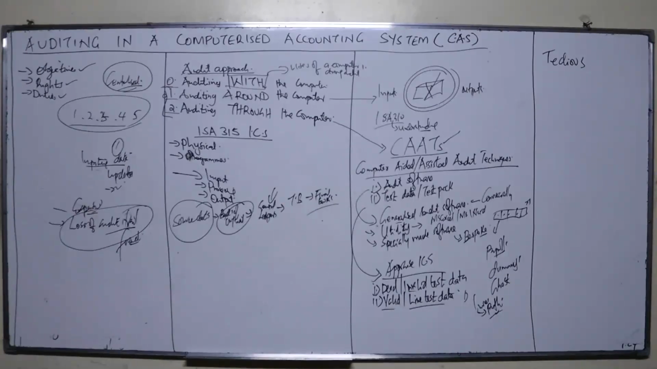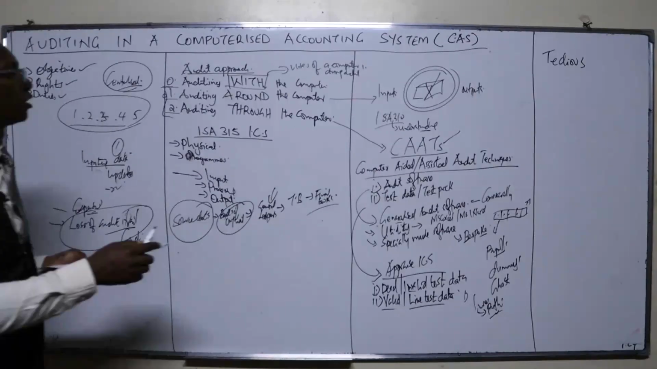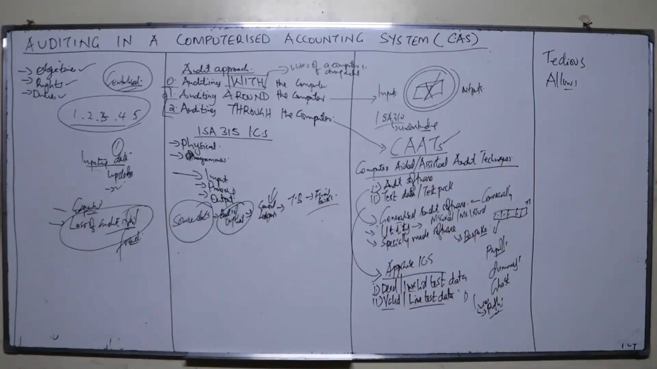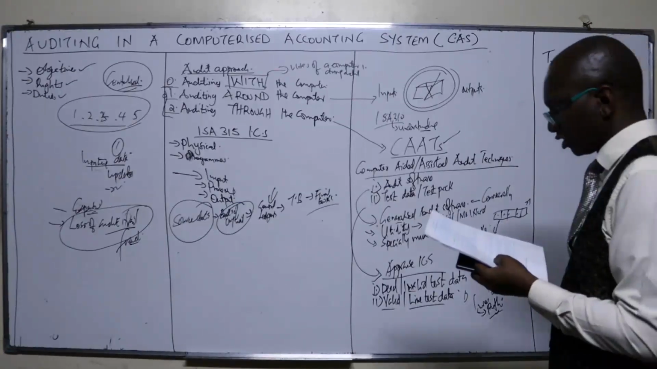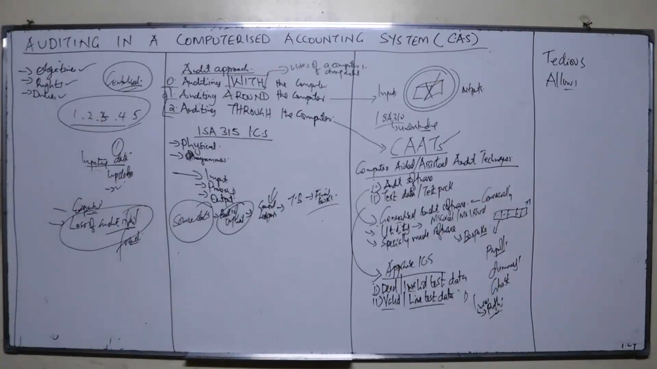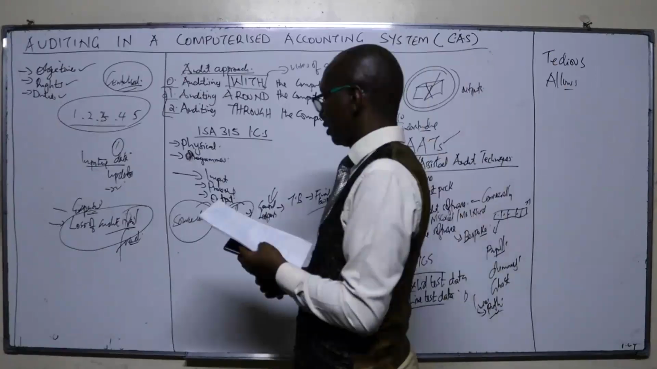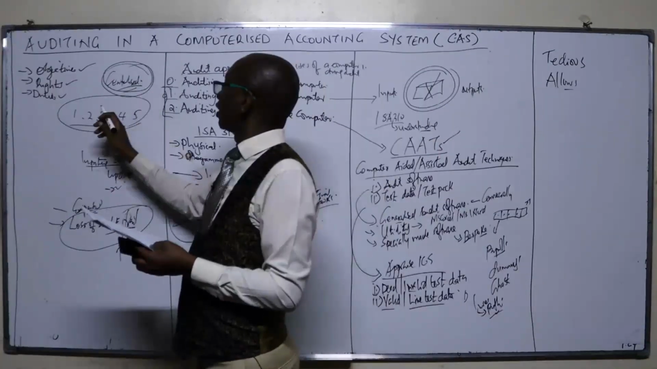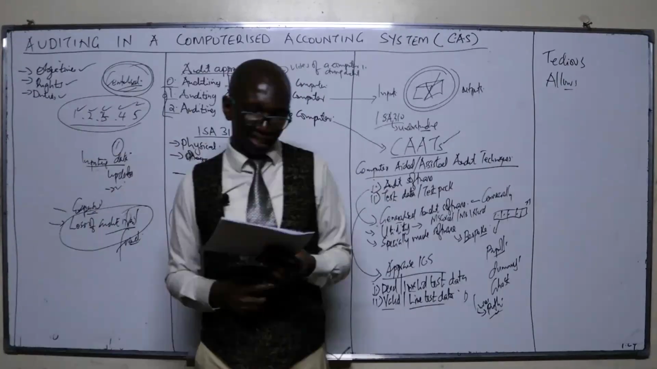Next, it allows better centralized management control due to centralized control of data processing. We have said it's centralized such that it's one person who executes so many tasks at the same time. And last, number six.